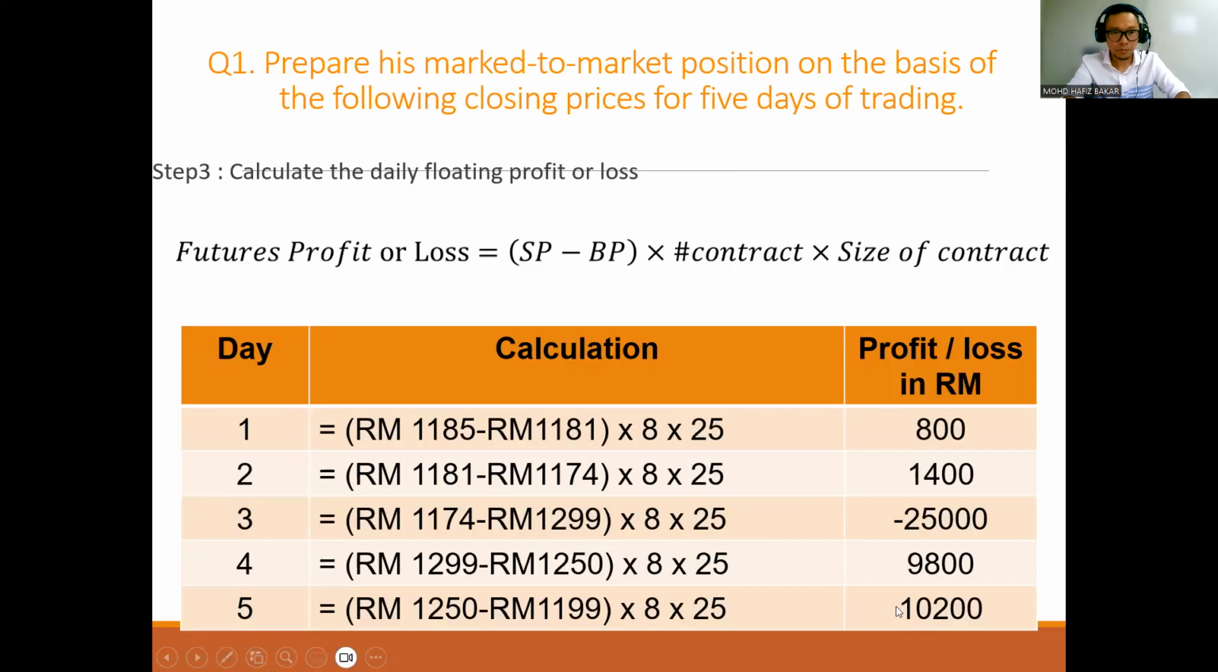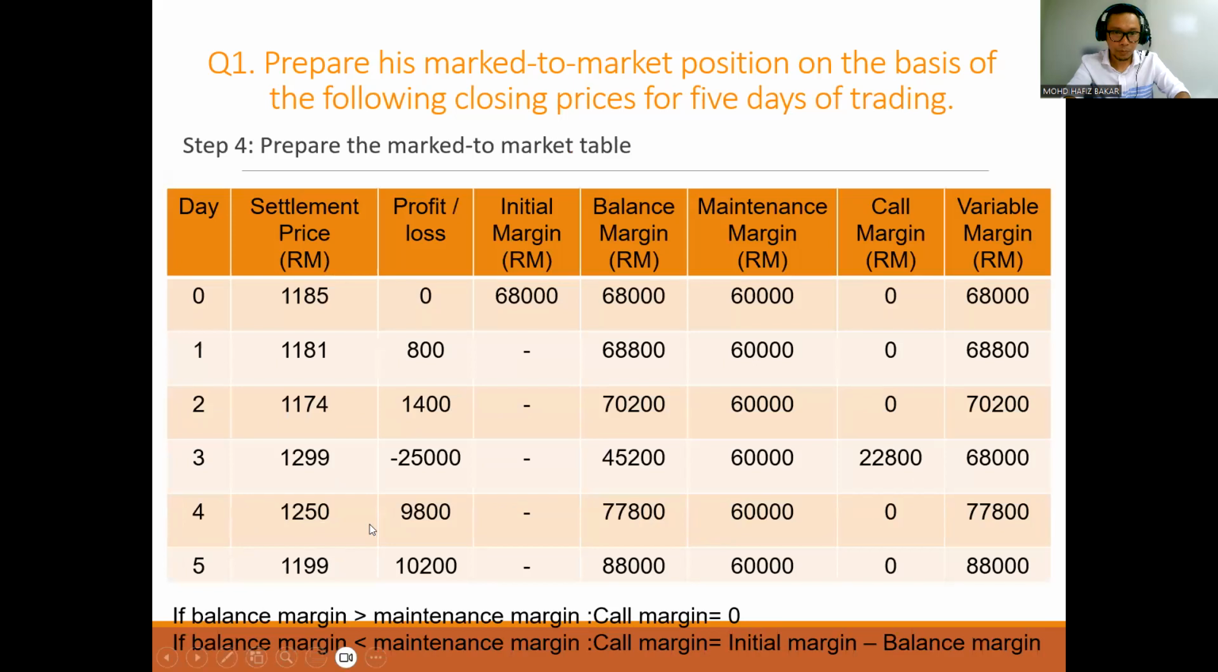Okay, and then step number 4, prepare a mark-to-market table. So day 0 is the original starting point of the contract. The original contract price is 1185, profit or loss we don't know yet, 0. Initial margin 68,000, balance margin 68,000, the outstanding balance in the account. Maintenance margin, they need to maintain 60,000 ringgit for the transaction. And then margin call for day 0, no. The variable margin is the outstanding balance, 68,000.